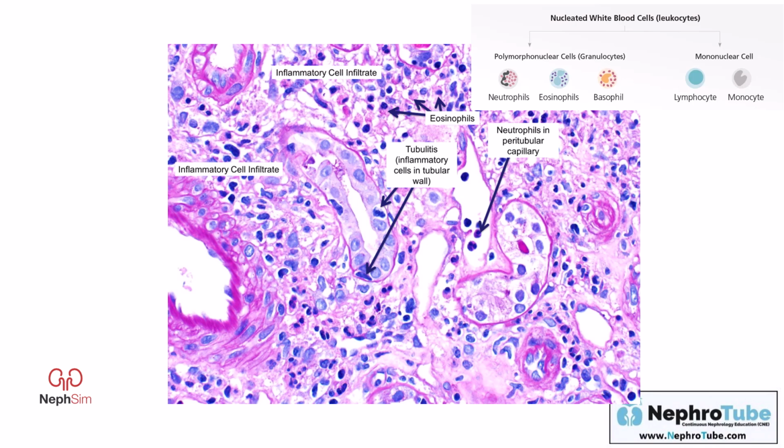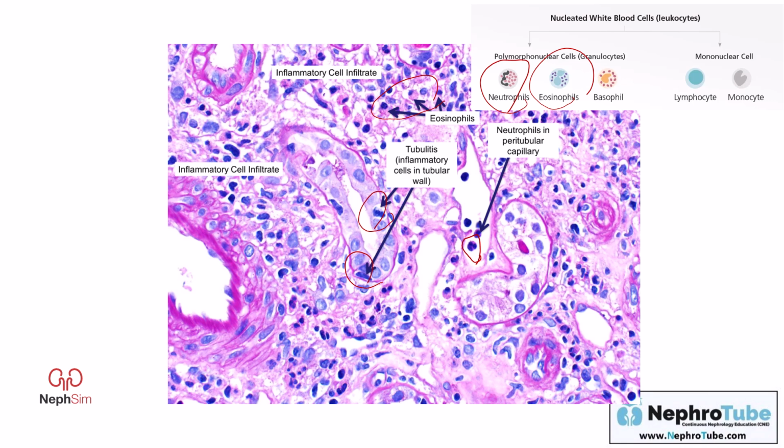Let's go through some pathology images. This is a case of interstitial nephritis. You can find here neutrophils with multiple nuclei, polymorphonuclear cells, neutrophils everywhere. Also, you can find the eosinophils in these cases. Not only in the interstitium, you can find even tubulitis, inflammatory cells inside. You can find neutrophils and eosinophils inside the tubular wall, indicating tubulitis.